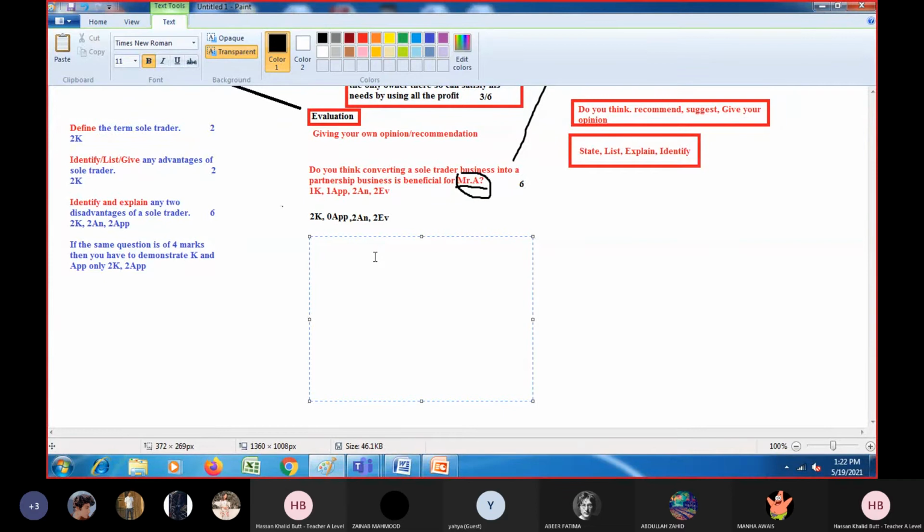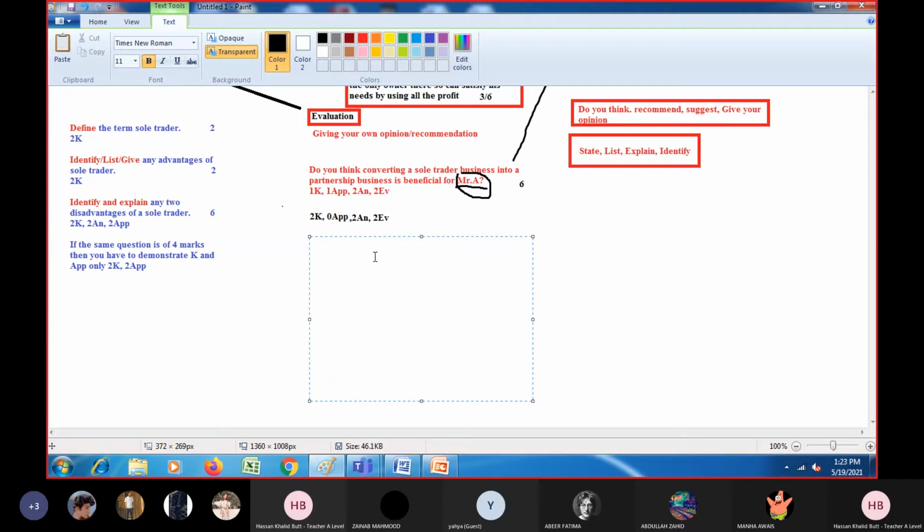Then you will come up with an opposite point, a counter argument. We were discussing that in economics as well, right? In such a question, you will talk about only one point in favor, that yes, converting a sole trader business will give benefit to Mr. A when it is turned into a partnership. But after that, you will write that it may not give benefit to Mr. A and it may have some disadvantage or disadvantages for Mr. A. You will write that and develop it. Of course, you have to use the context, otherwise you won't be able to get that 1 mark for the application.